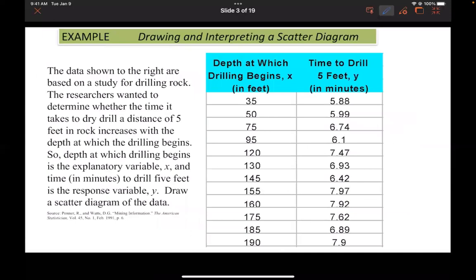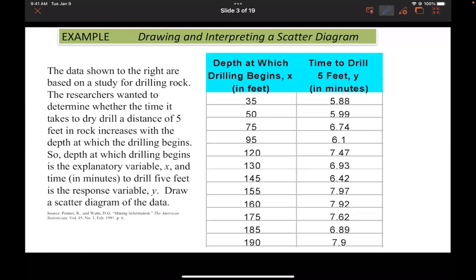So here's our first data. The data shown to the right are based on a study for drilling rock. The researcher was trying to determine how much time it takes to drill 5 feet, depending on how deep we begin drilling. I'm sure it has to do with the density of the rock or whatever is down there. For example, if we start drilling at 50 feet down, it took almost 6 minutes to drill 5 feet. If we start drilling at 190 feet down, it takes almost 8 minutes to drill 5 feet.